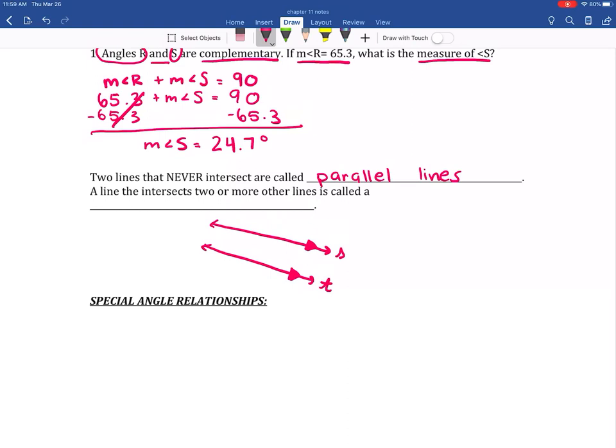A line that intersects two or more parallel lines is called a transversal. So if I had these parallel lines, and I had another line that went through them, I could call that R. That would be my transversal because it goes through two parallel lines. Just like with perpendicular, we have shorthand for parallel. I could say S is parallel to T without actually having to write it out in words.